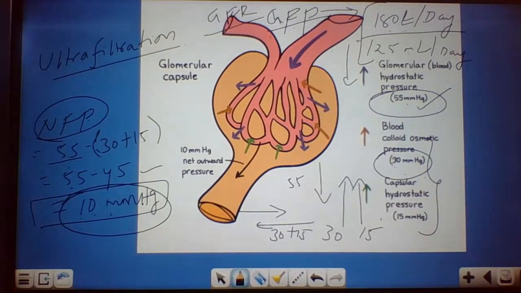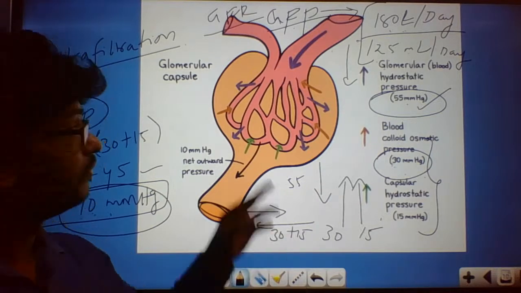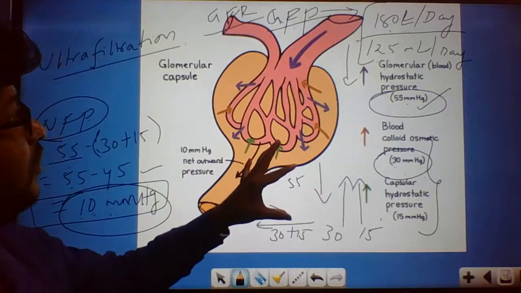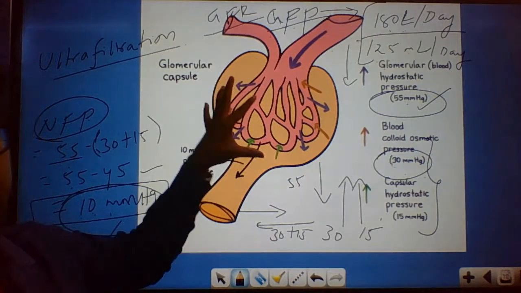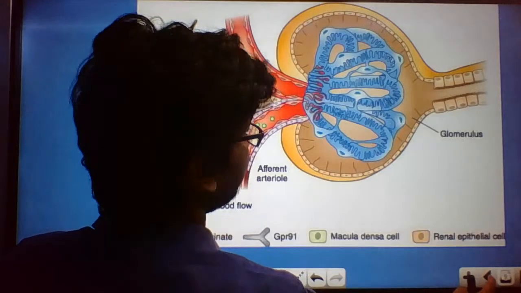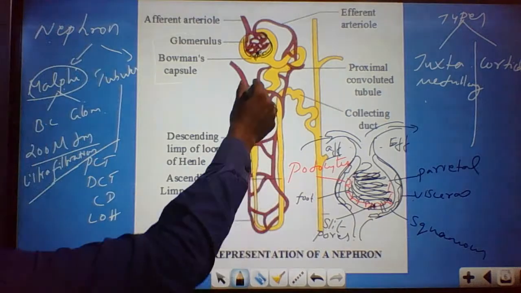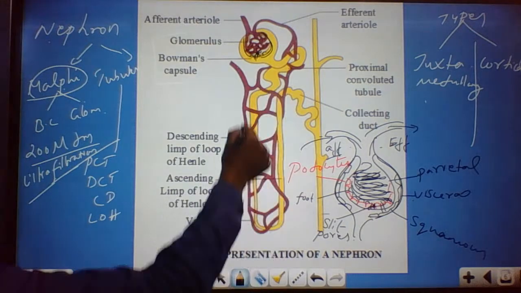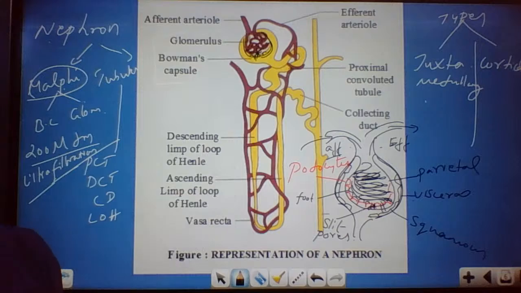Next we move on to the tubules. Nephrons consist of two regions. One is the Malpighian body, which we discussed, consisting of the glomerulus and Bowman's capsule. Next we are going to discuss the tubules. In the tubules, we have the proximal convoluted tubule and the distal convoluted tubule. In between we have the loop of Henle. Coming to the proximal convoluted tubule.